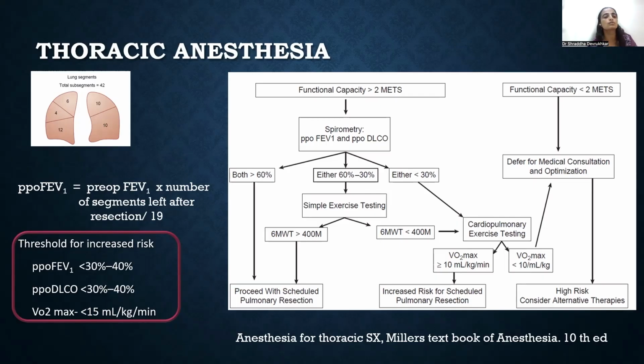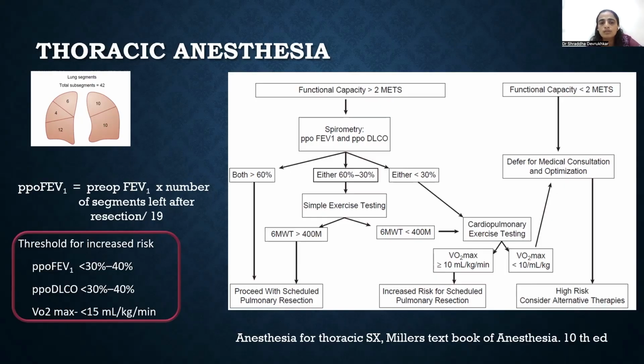So we calculate the predicted post-operative FEV1. That is the pre-operative FEV1 times the number of segments which will be left after the resection, upon 19, or sometimes if they are doing a resection, sub-segments are also counted, so it comes to 42. So what is the FEV1? A post-operative predicted FEV1 of less than 30 to 40% or DLCO of 30 to 40%, these patients are at increased risk, or VO2 max less than 15 ml per kg per minute. These are more at risk. So if you have an FEV1 which is more than 1.6, you can do a lobectomy. If more than 2 liters, you can do a pneumonectomy.